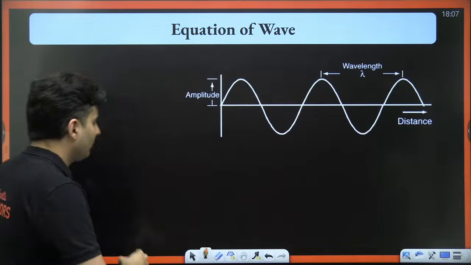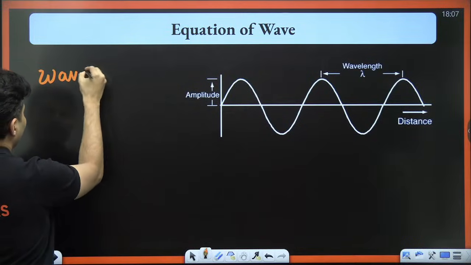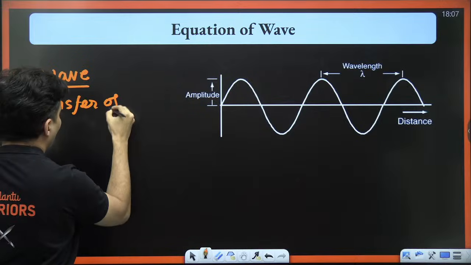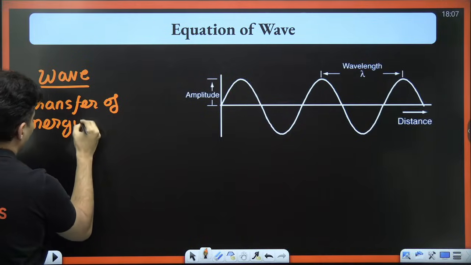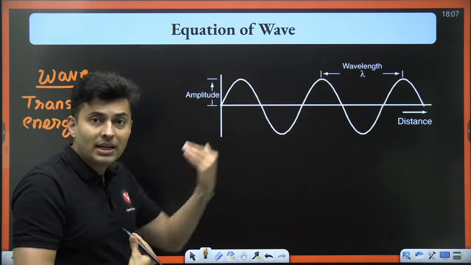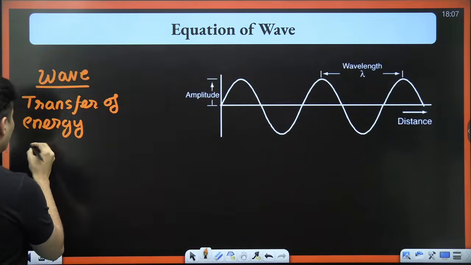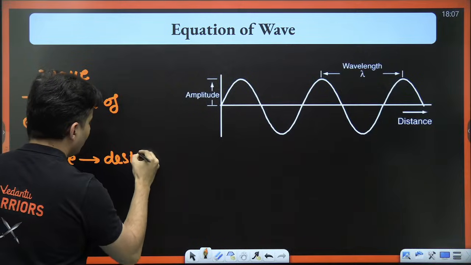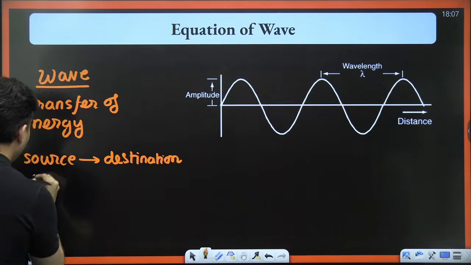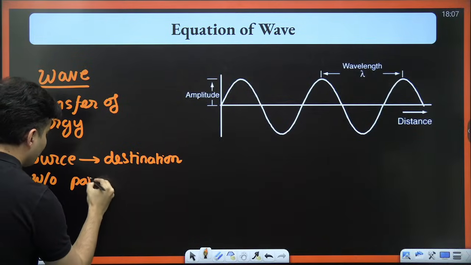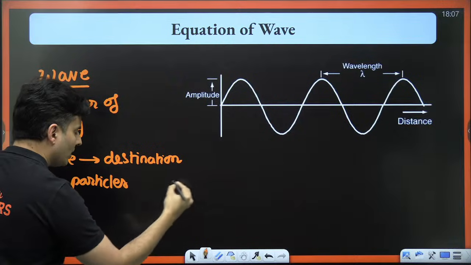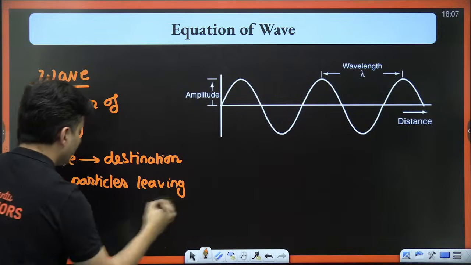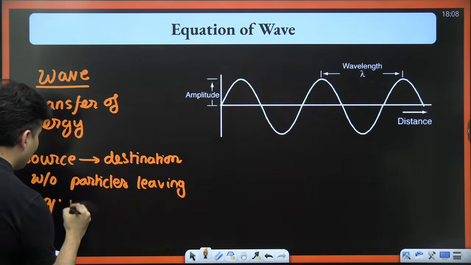So what is a wave at the end of the day? A wave is nothing but transfer of energy, without particles going from one place to another. So it always goes from the source to the destination without particles moving from their original place, or without particles leaving their equilibrium positions.